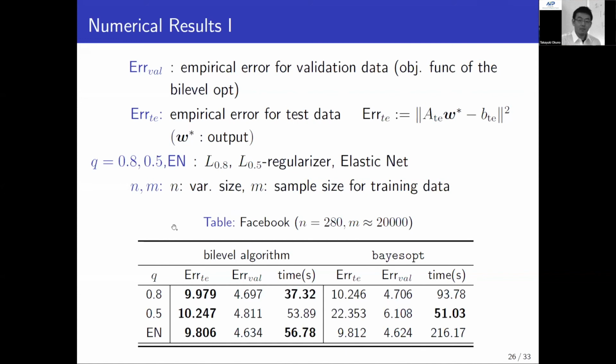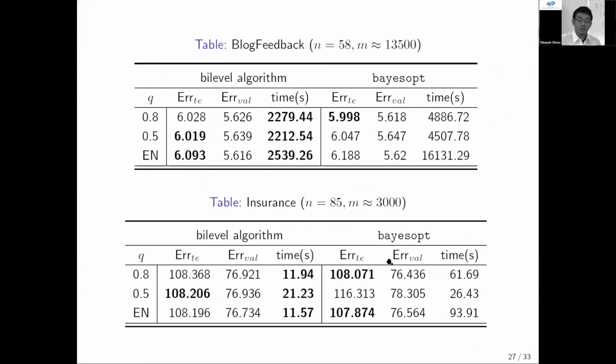So from this table, comparing the bi-level algorithm, our algorithm, and Bayesopt, the MATLAB solver, we can see in the error test that our algorithm finds a better solution. In these two cases, our algorithm is faster than Bayesopt, and in these two cases we observe a similar tendency. For the insurance data, Bayesopt has a better solution with respect to error test than our algorithm, but we think these results are very comparable. The most important thing is that our algorithm is much faster than Bayesopt.